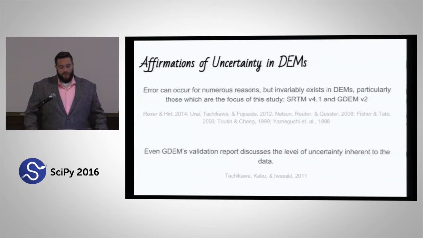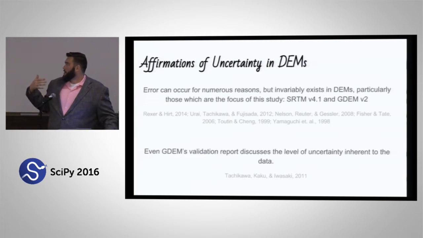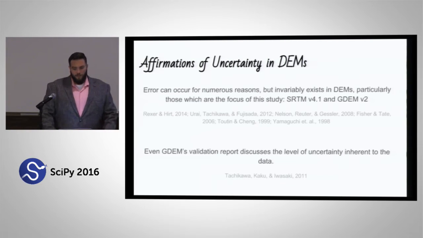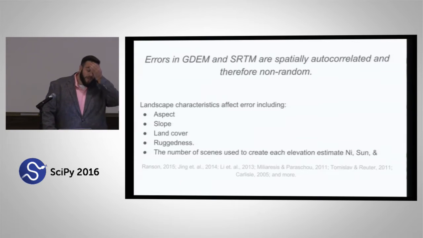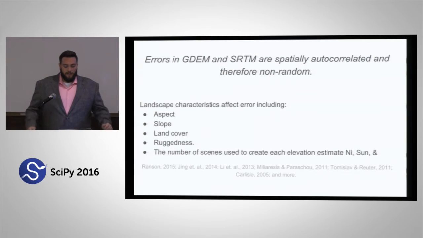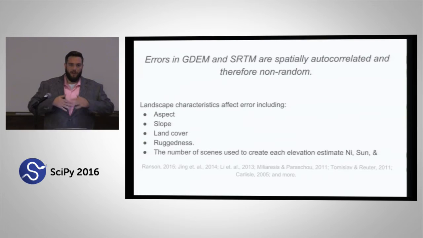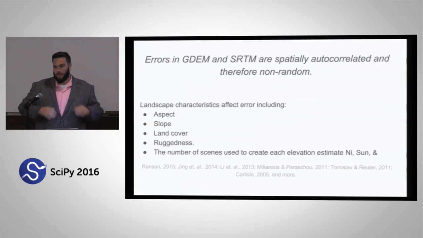So there's a lot of affirmations of this uncertainty. Any DEM you have is going to have uncertainty, but there's a lot of research specifically around showing that uncertainty in SRTM and GDEM. Even GDEM's validation report discusses that this is a major issue. So we have found in our work that there's actually several landscape characteristics that influence how much uncertainty a particular measurement has. These include aspect, slope, land cover, ruggedness, and stack number for GDEM anyway, which stack number is just how many scenes they use to get the value in that raster.